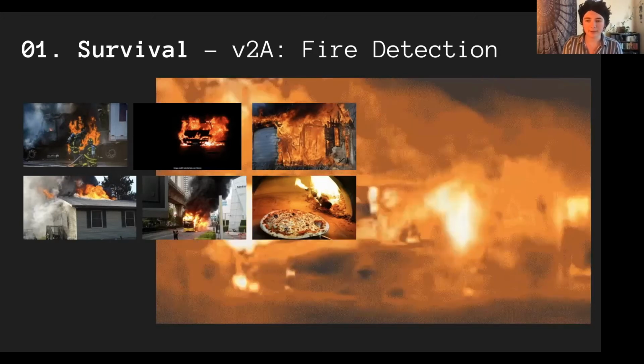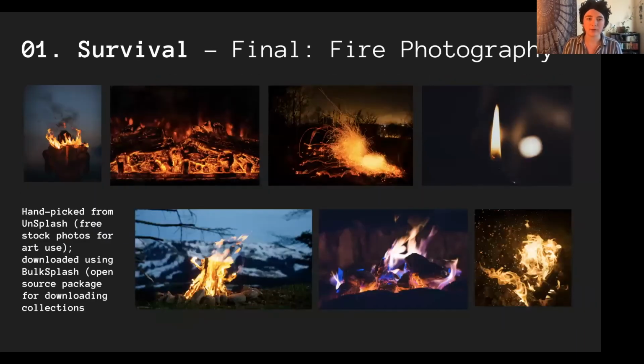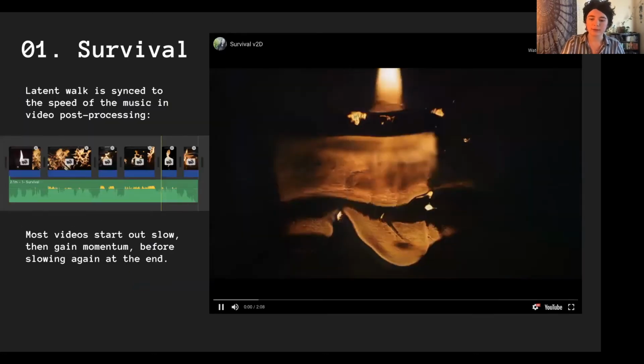But I wanted to continue with this fire idea. So I found this website that has royalty-free stock photos called Unsplash, and an open source package called Bulk Splash that allows bulk downloading. And I went through and hand selected about 1,000 fire images from that website. And then we trained this video.